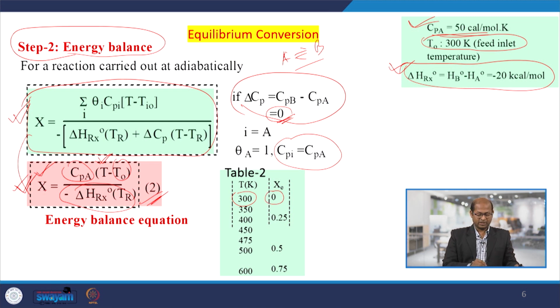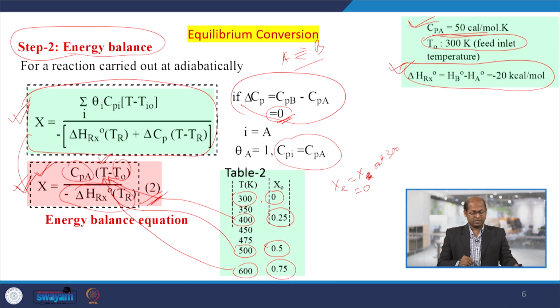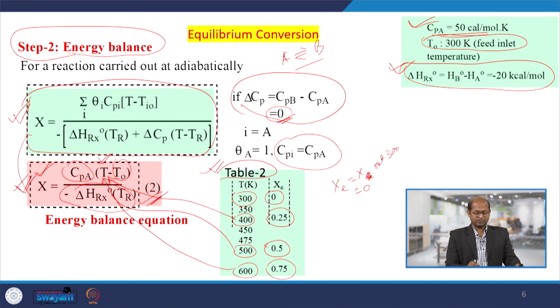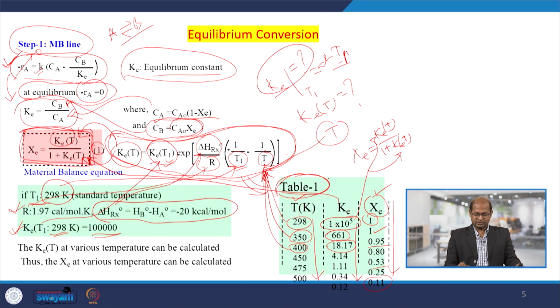Similarly, X equals Xe at 300 equals 0. If we put the temperature as 400, then X equals this; if T equals 500, then X equals this; and if T equals 600, we will get Xe. So from the energy balance equations we also get Xe against T in table 2, while the earlier one, table 1, was for the material balance, and table 2 is the energy balance table.